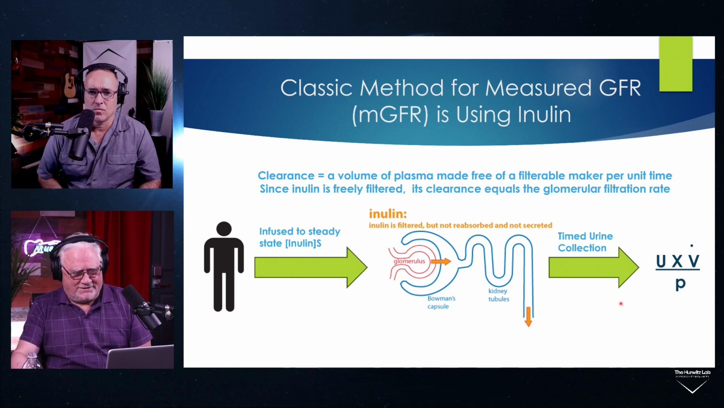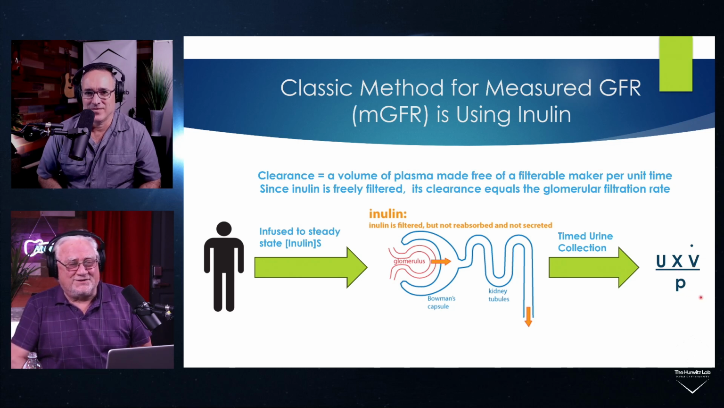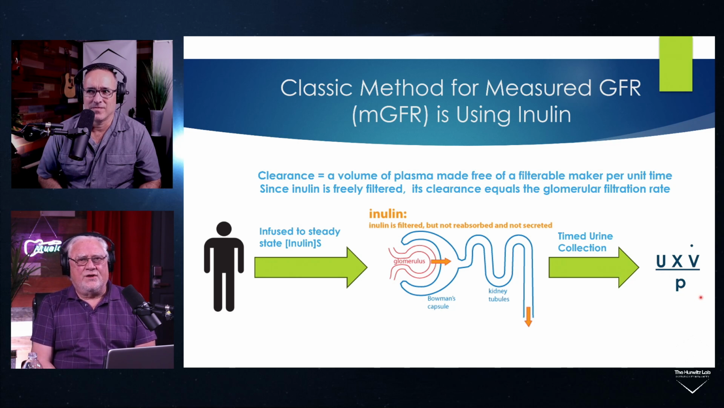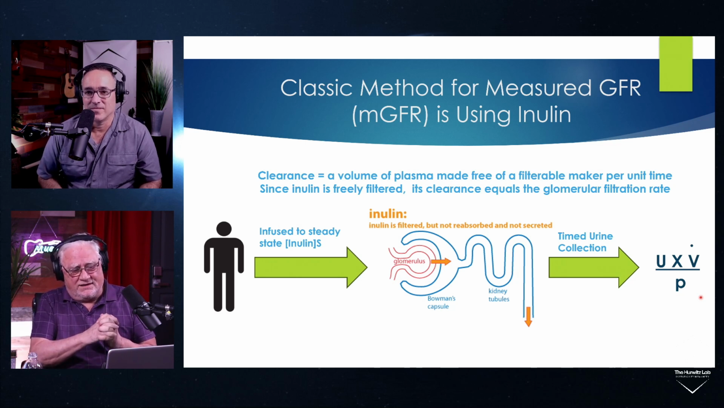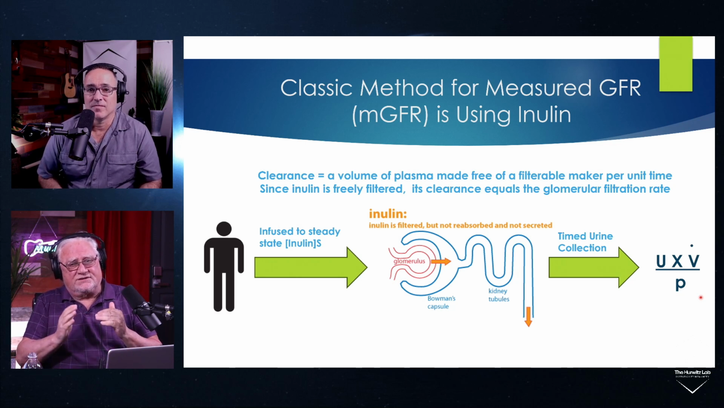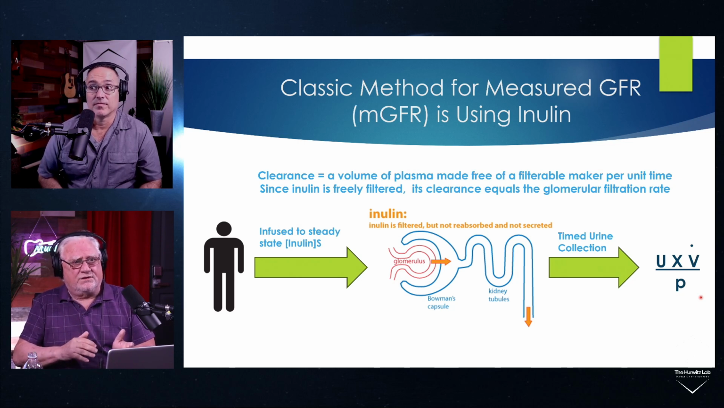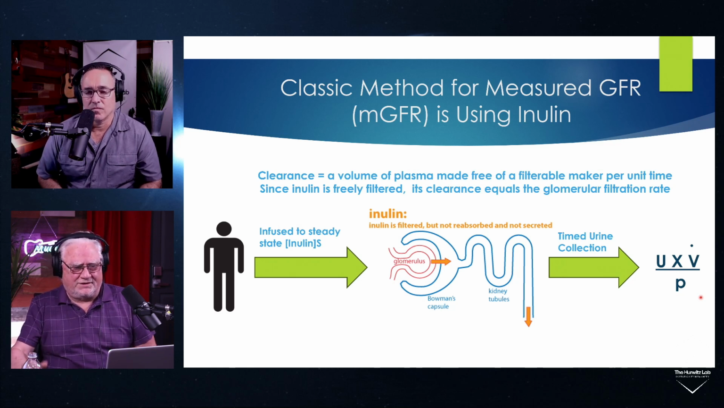And with a miraculous little equation that used to be on all of the medical school tests, the urine concentration times the urine flow rate over the plasma concentration, you can calculate the rate that blood or plasma is made free of a given solute, in this case, inulin. And since inulin's freely filtered and not acted on by the tubule, it is assumed that the inulin clearance rate is identical to the glomerular filtration rate. And that is the measured GFR. Yeah. And it's a big deal to do this test.